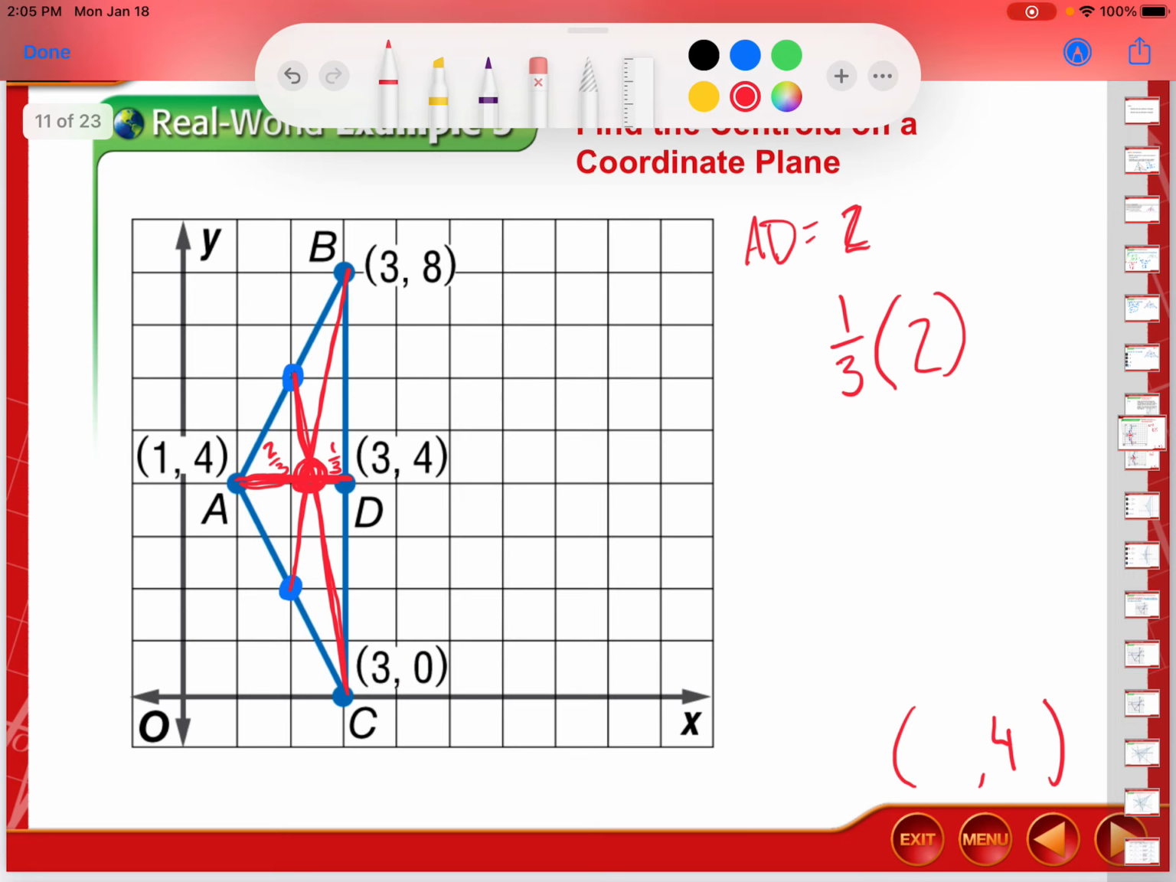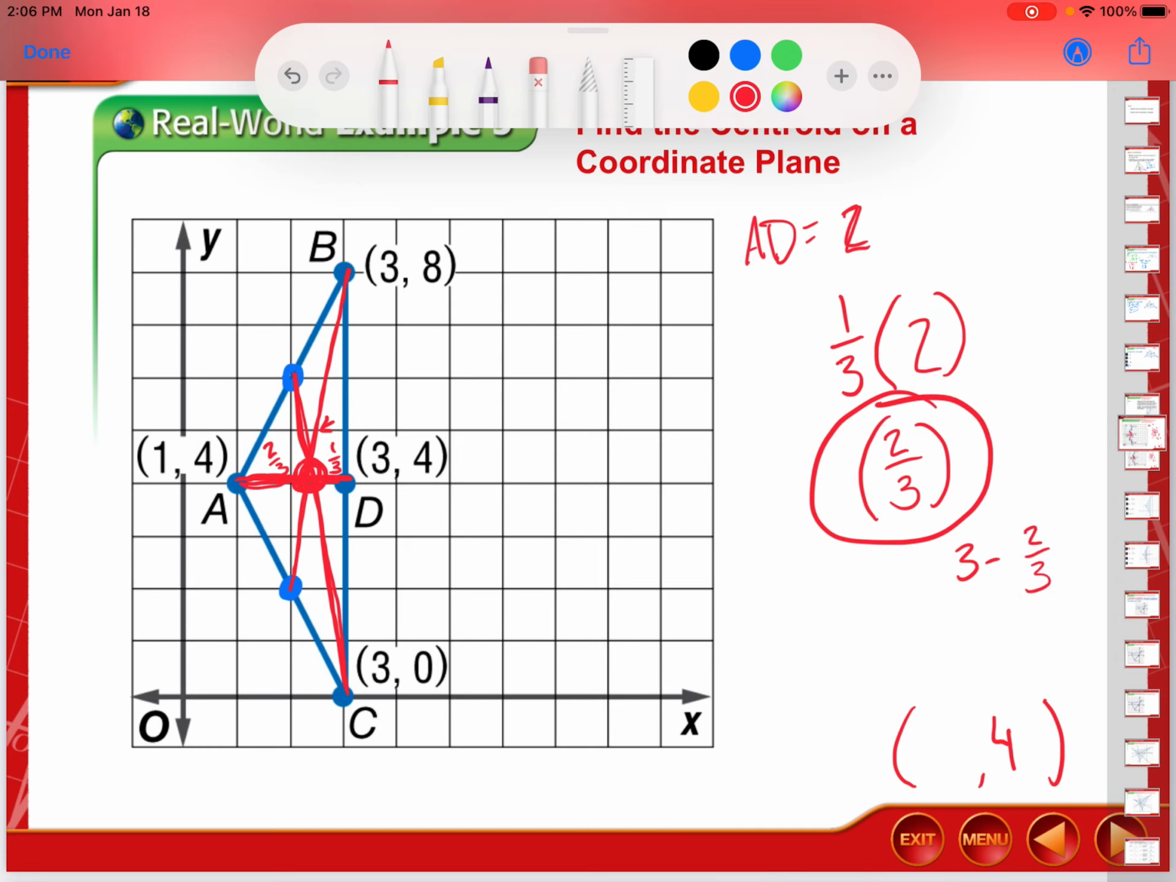Okay, that was cool. So 1/3 of 2 is going to be 2/3. So that's 1/3 of my distance of AD, but I need to move 1/3 of that distance back to the left. So I'm starting at 3, and I need to go 1/3 back, which is going to be the actual measurement of 2/3.